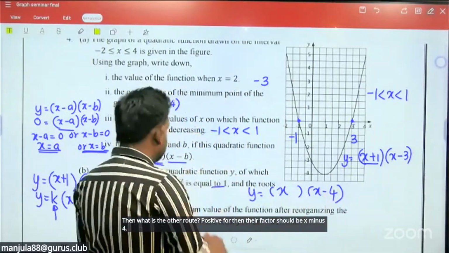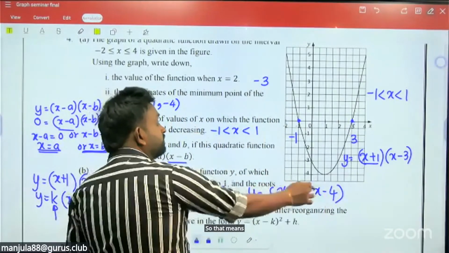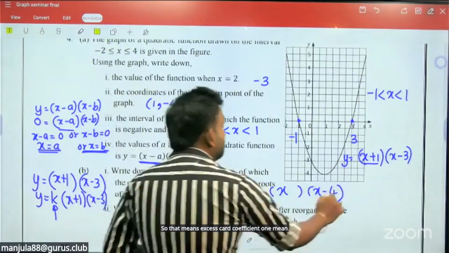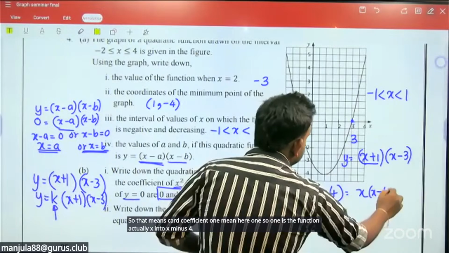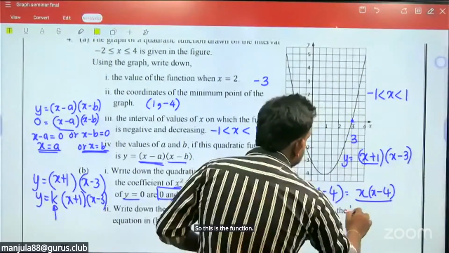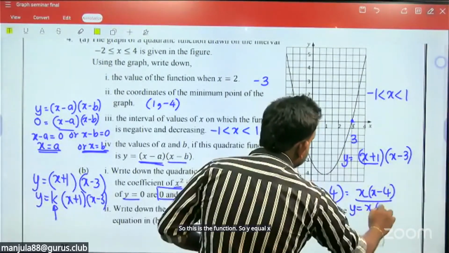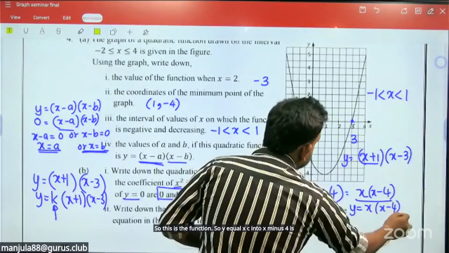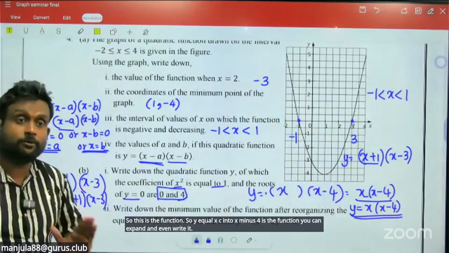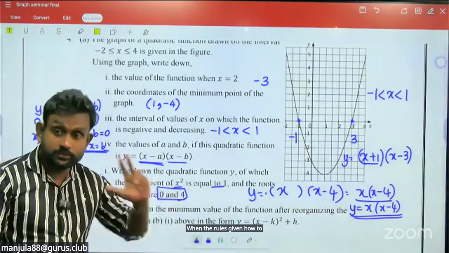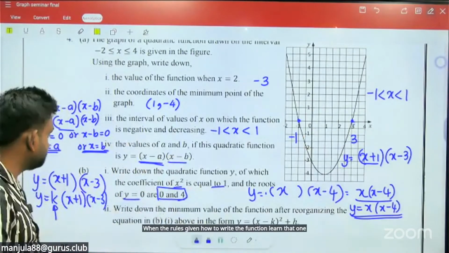So that means the x squared coefficient is 1. So what is the function actually? x into x minus 4. So this is the function. So y equals x into (x minus 4) is the function. You can expand it and write it. When the roots are given, this is how to write the function. Learn that into your mind.